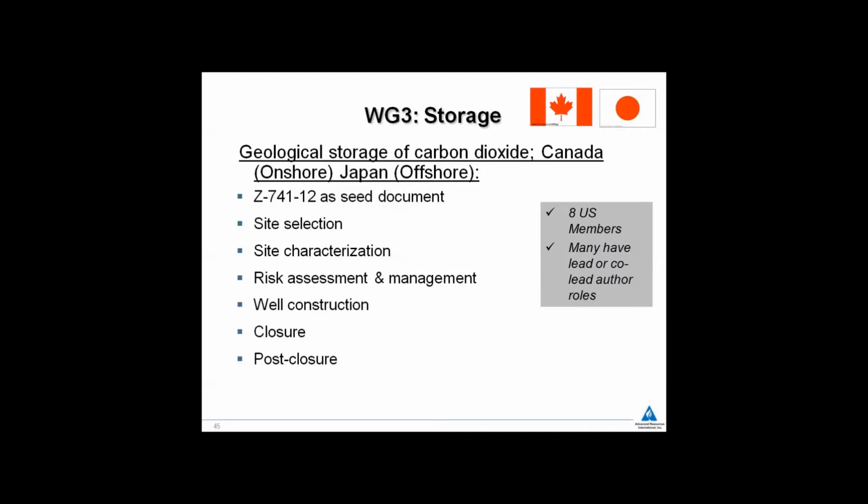Working Group 3 is storage. Working Group 3 has a joint leadership. Canada leads onshore storage. Japan leads offshore storage. They have adopted Z741-12 as their seed document. So they're beginning with the Z741 document. They have accepted that as a seed document, and from there they can do whatever they like with the document. They can accept parts of it. They can reject sections entirely. They're working right now to disassemble and deconstruct Z741 and find out what's appropriate and not appropriate for Working Group 3's specific effort. There are 8 U.S. members participating on that, and many of them have lead authorship or co-lead authorship roles.